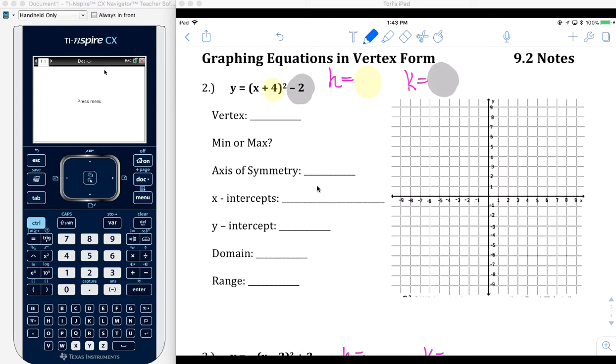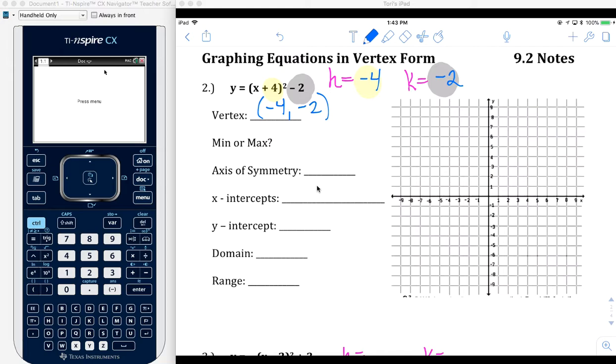X minus a negative 4. That's my h. Outside of the parentheses is my k. K keeps its sign, so that's going to be a negative 2. Getting those two numbers right means that's going to be my vertex. So negative 4, comma negative 2.